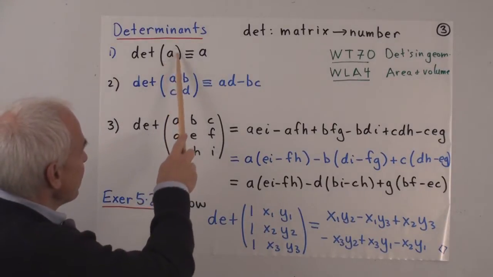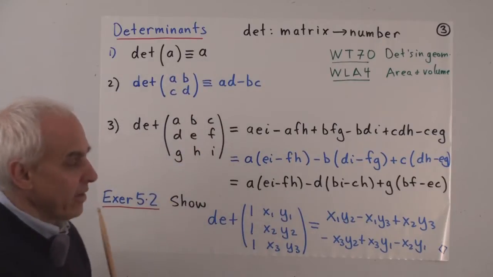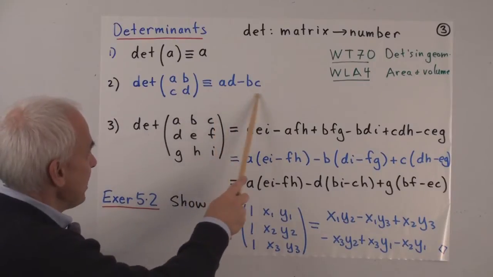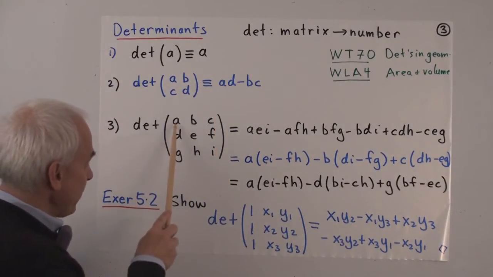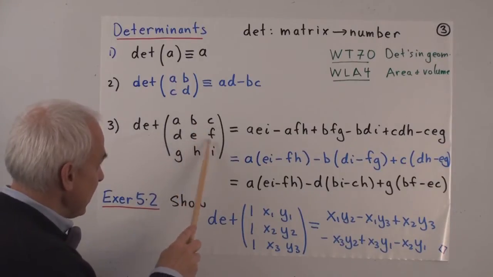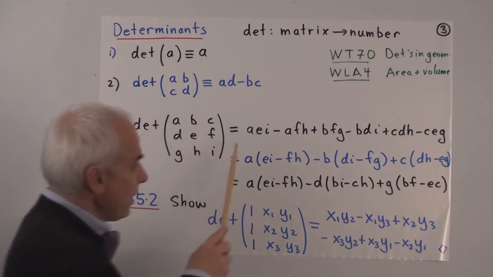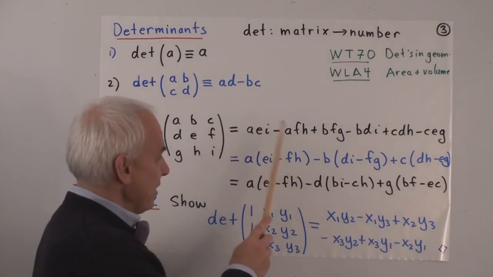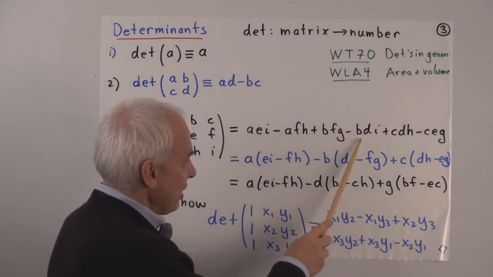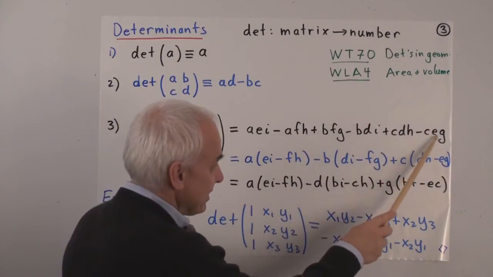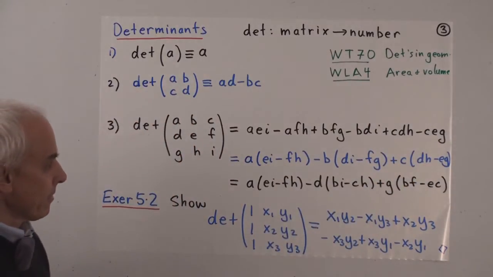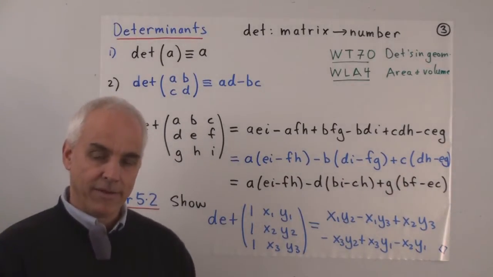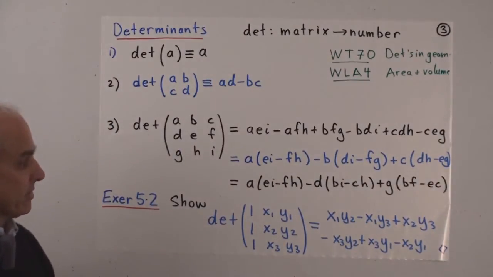So the determinant of the matrix which just has a single entry A is just A. The determinant of the matrix A, B, C, D is AD minus BC. And the determinant of the matrix A, B, C, D, E, F, G, H, I is this combination of 6 terms: AEI minus AFH plus BFG minus BDI plus CDH minus CEG. And then there's also 4 by 4 and 5 by 5 determinants, and it gets more and more complicated as you increase the size of the matrix.